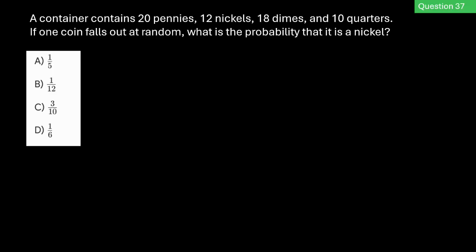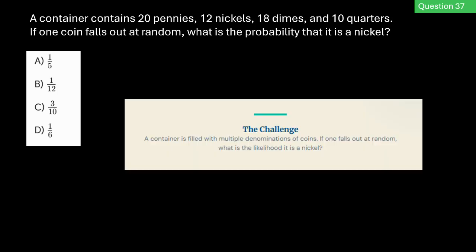A container contains 20 pennies, 12 nickels, 18 dimes, and 10 quarters. Now, if one coin falls out at random, what is the probability that it is a nickel? Now, probability is essentially the mathematical language of chance, so it allows us to measure how likely an event is to happen.